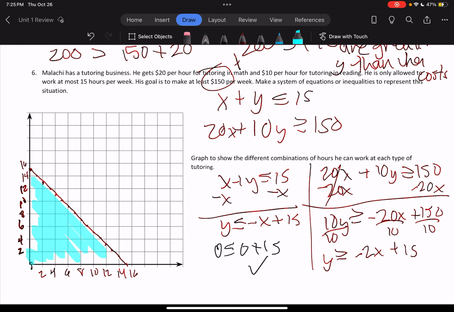All right, let's graph the other one. So we're starting at 15 here too, except now we're going down 2 over 1. So down 2 over 1, down 2 over 1. Oh, I went over more than 1. Oh, that's going to erase the whole thing. Okay. Down 2 over 1, down 2 over 1, down 2 over 1.